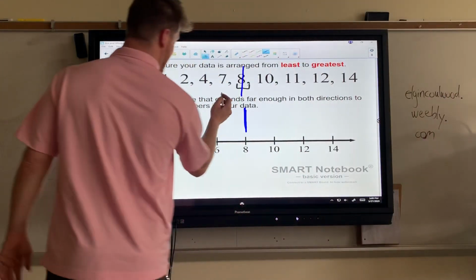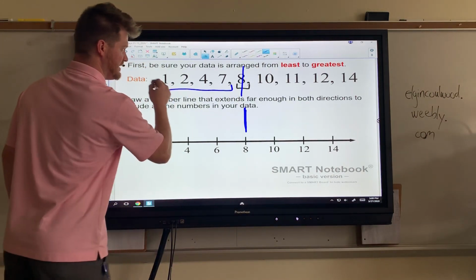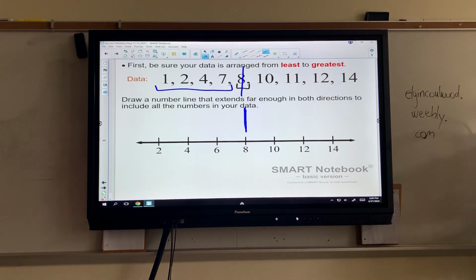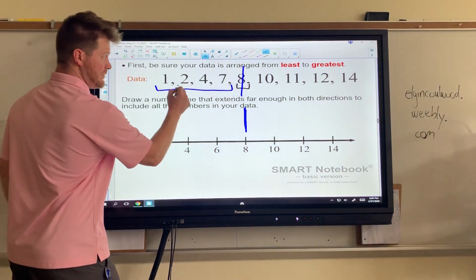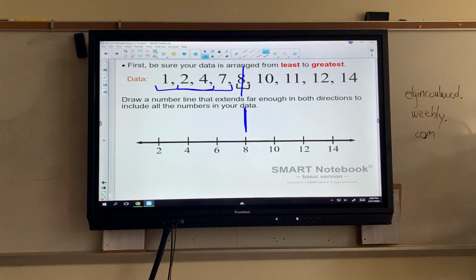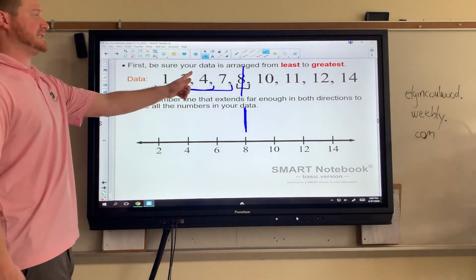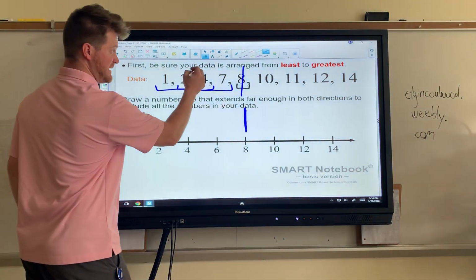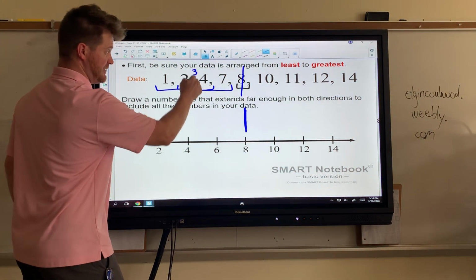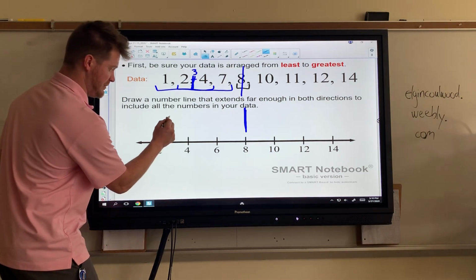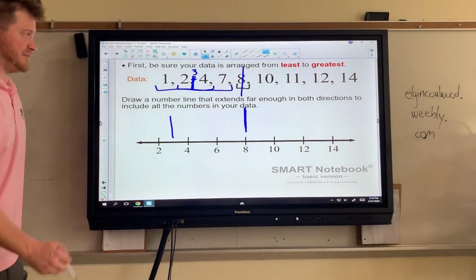Now, the lower half is to the left of that 8. So we have 1, 2, 4, and 7. To find where the box begins, to find quartile 1, look at our 2 middle numbers. We've got to find the median between 2 and 4, so you do 2 plus 4 is 6, and then 6 divided by 2 is 3, which makes sense because 3 is in the middle of 2 and 4. So 3 would be right there. That's where the box begins.